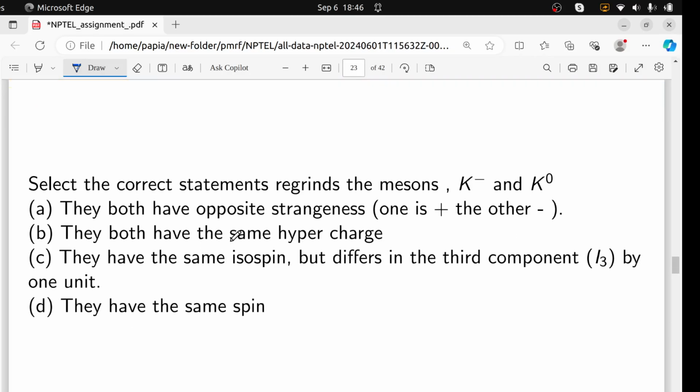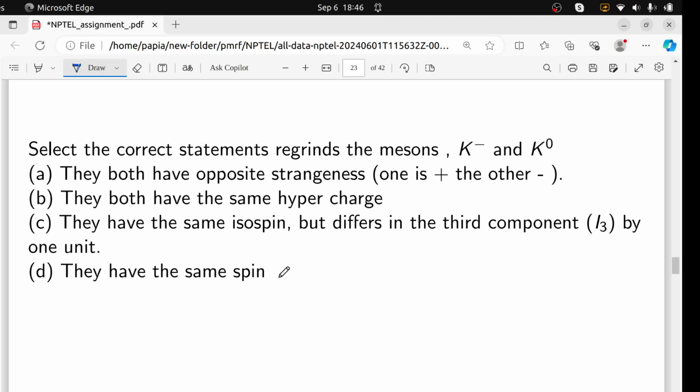Okay. So for this case, select the correct statements regarding the mesons K minus and K0, and there are 4 options. Which one will be the correct option? We have to check. So to know the answer, we just need to first clarify one thing.